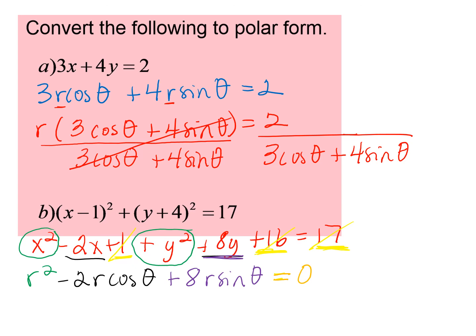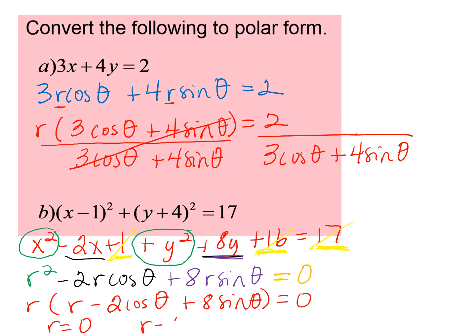And then like before, if we notice, all three parts of this equation contain an r. So if I factor out my r, I'm left with r times (r minus 2 cosine theta plus 8 sine theta) equals 0. Technically this is quadratic, because we see a square term and we have two factors. So we either have r equals 0, or r minus 2 cosine theta plus 8 sine theta is equal to 0.